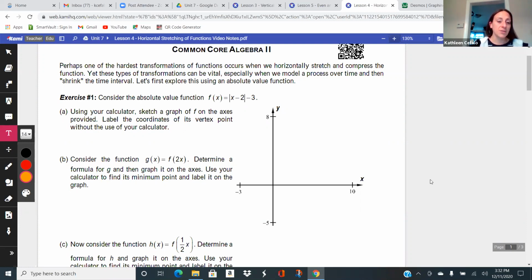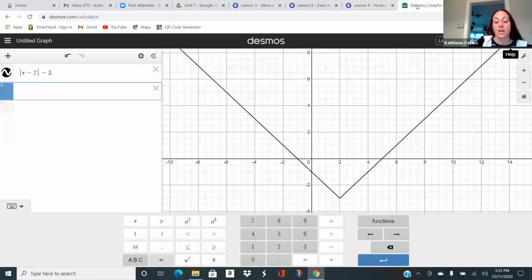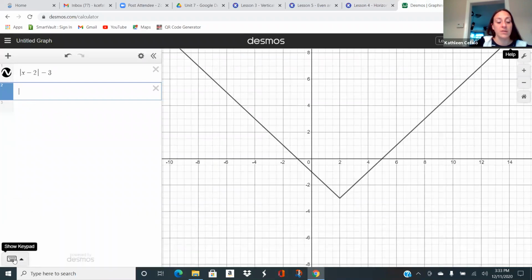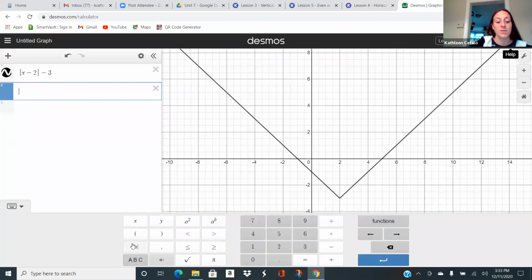Okay, so we're going to consider the absolute value function of x, absolute value of x minus 2 and then minus 3. So it says using our calculator, we're going to sketch a graph of f on the axes provided and then label the coordinates of its vertex point without the use of your calculator. Okay, so I use Desmos again, because that's where we're at these days. And just so we understand how Desmos works, at the bottom over here, you have this little keyboard. And if you open it up, here's where you get that absolute value function. So if you have the absolute value, I've already typed it in, of x minus 2, and then arrow over so you can do minus 3, that gets you this function.